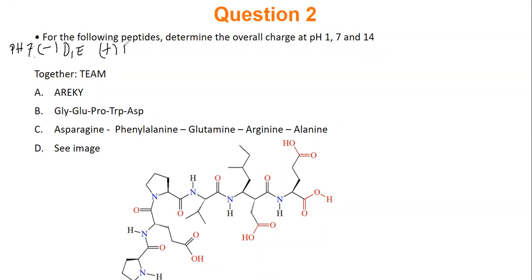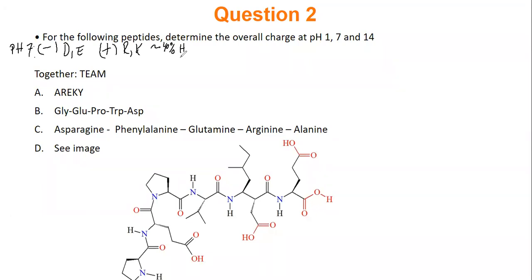Positively charged are R, K, and roughly 40% of the time, H. So histidine, 40% of the time, is positively charged at a pH of 7. Roughly 60% of the time it's not. So it switches.